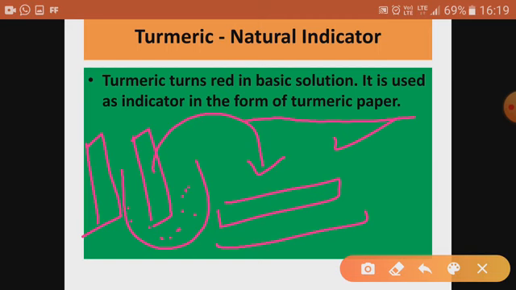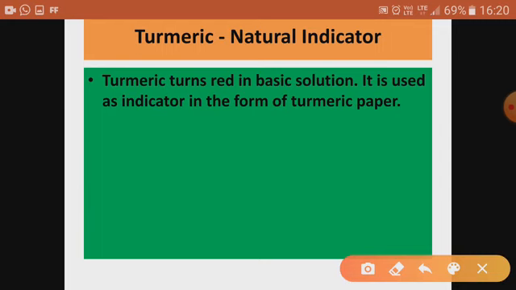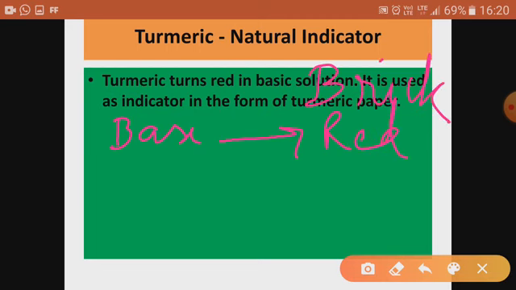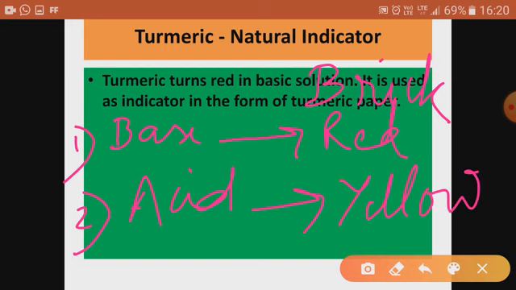So what will be the indication given by this in acidic and basic solution? Turmeric paper is used as indicator, and turmeric turns red in basic solution. So let me write here, if it is base, it will turn red, or we say brick red. And if it is an acid solution and you dip your turmeric paper in acid solution, then what will happen? It will remain yellow only. It will retain its basic color, that is yellow. So this is the indication.